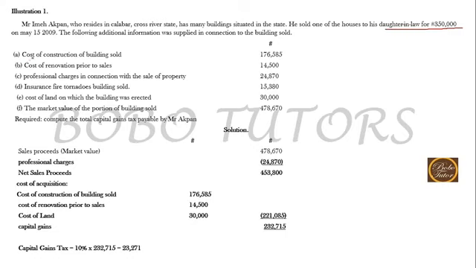The first one is the cost of construction of the building sold, cost of renovation prior to sales, professional charges in connection with the sales of the property, insurance, fire, tornado of building sold, cost of land on which the building was erected, the market value of the portion of the building sold. Now you see that, look at the market value of the asset. This is the price at which Mr. Ime Akpan should have sold that asset to his daughter-in-law.